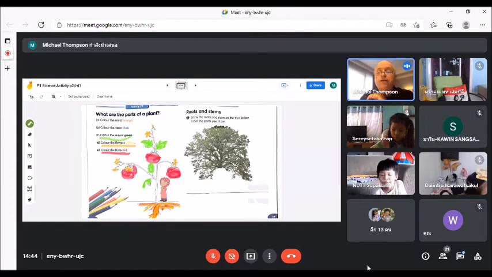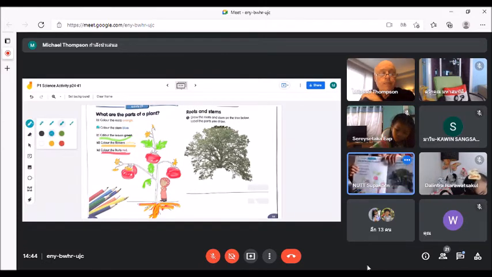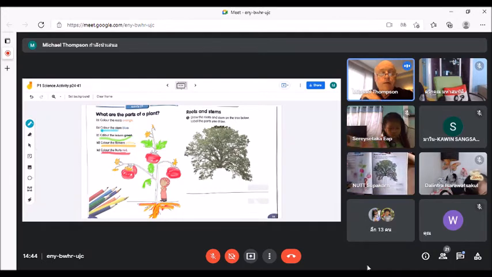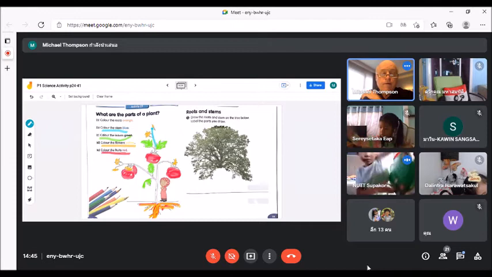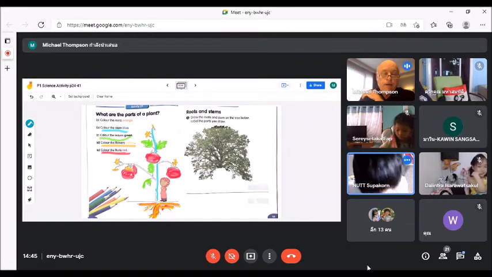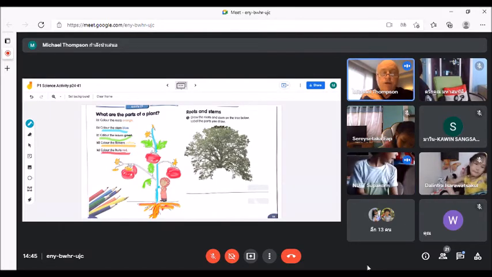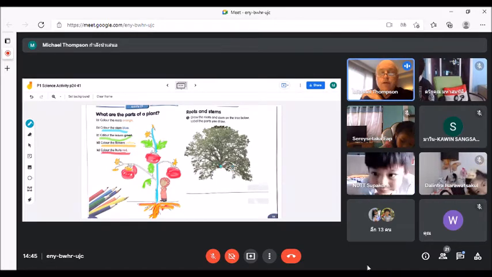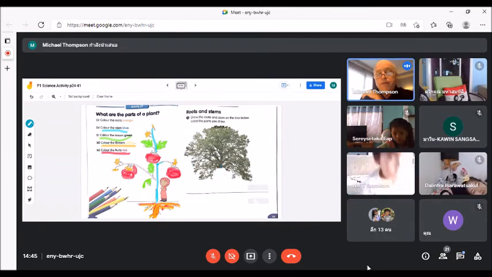Trees have big, long roots. Okay. All right, and now I have to get some blue to color my stem. Now on a tree, this part is not called a stem. That's called a trunk. And I think this is part of the stem.